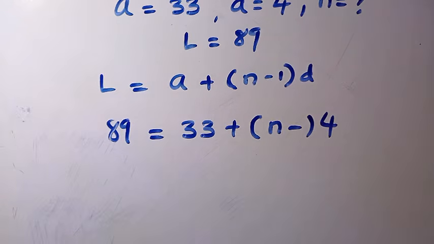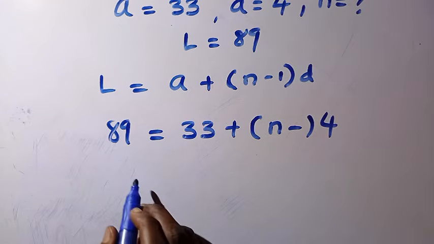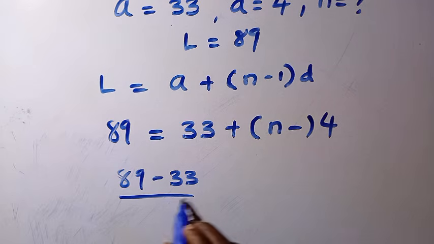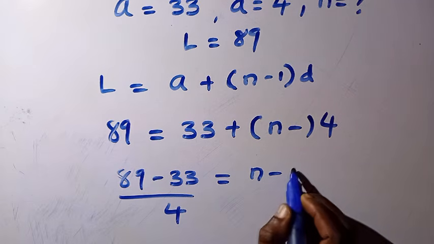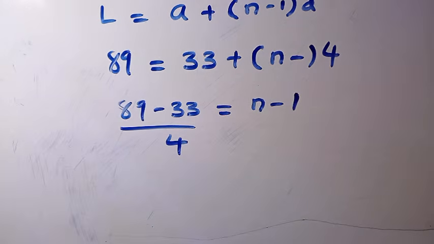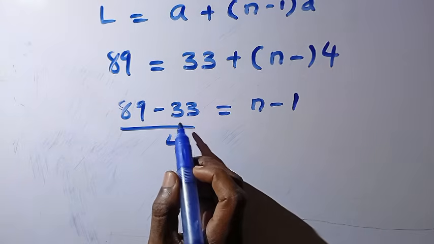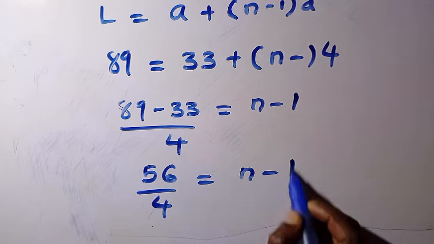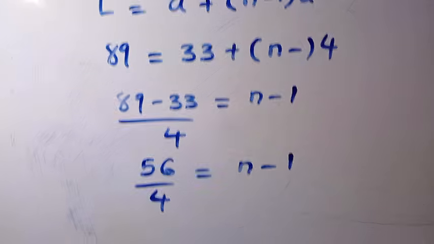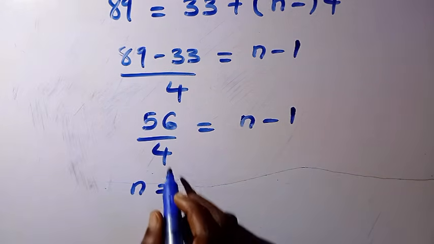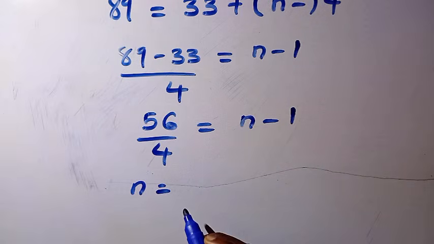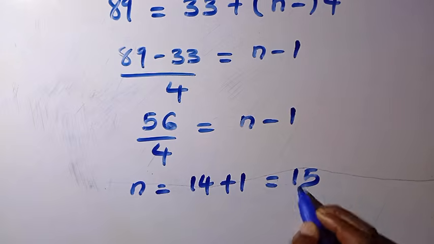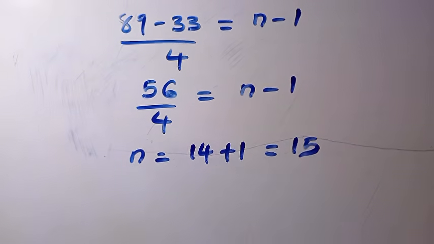Then let's collect like terms. 89 minus 33, divided by 4, equals n minus 1. And 89 minus 33 gives us 56, divided by 4, equals n minus 1. And then we make n the subject of the formula. 4 into 56, we are going to have 14, then plus 1 equals 15. This shows that the number of terms equals 15.